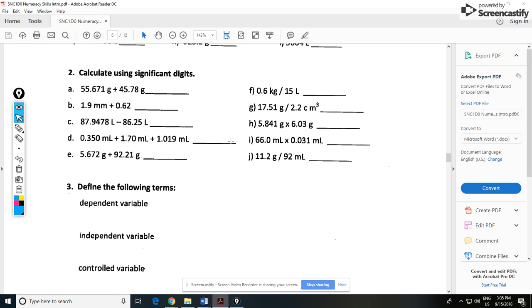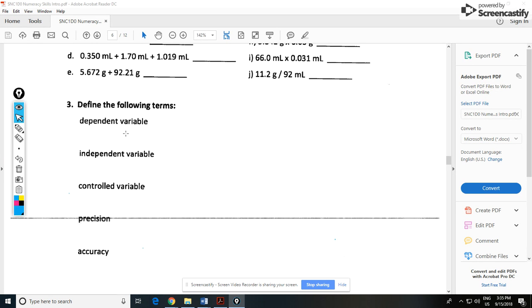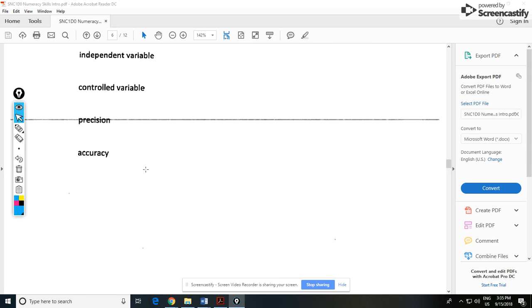This is the second part of the video for the numeracy package. We saw that you'd have to do a section where you calculate using significant digit rules or significant figures. Make sure you go through that and take a look at the answer key provided by your teacher. If you continue scrolling down, you'll see there's a section where you need to define some terms, and you can get these terms from your notes and from videos that are posted in your notes as well.